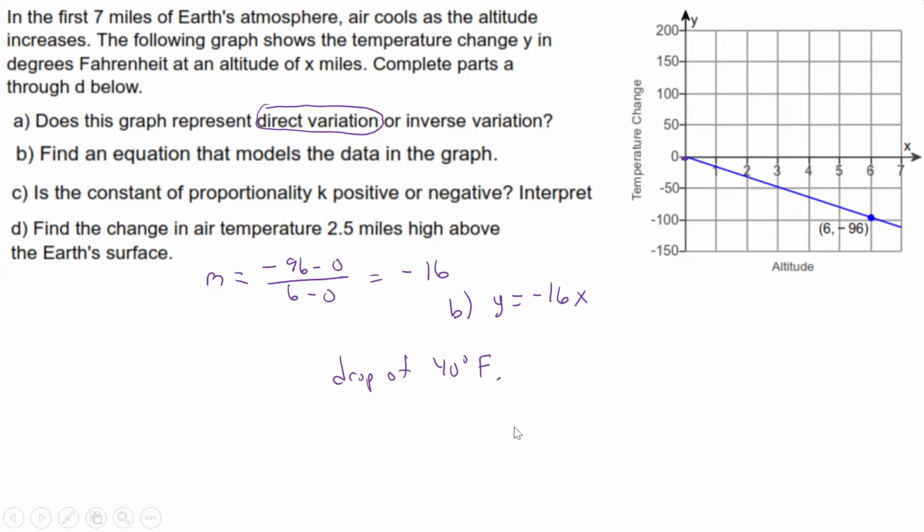All right, so that's the things that they're asking for. So the one I talked about here, for every mile up in altitude, we drop 16 degrees Celsius, Fahrenheit, sorry, Fahrenheit. Okay. All right, so that's how we would work on this one.